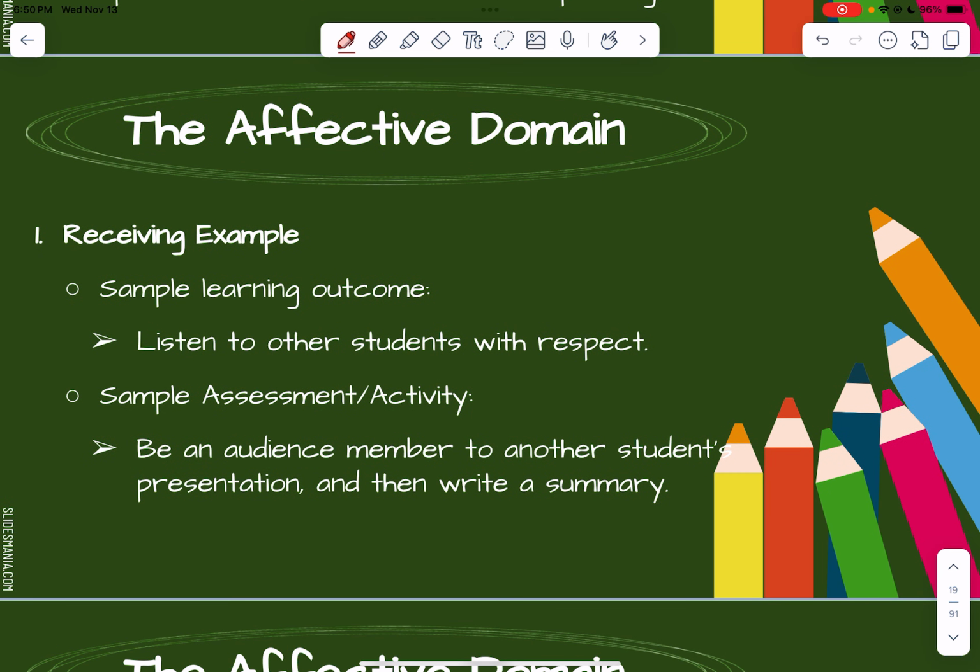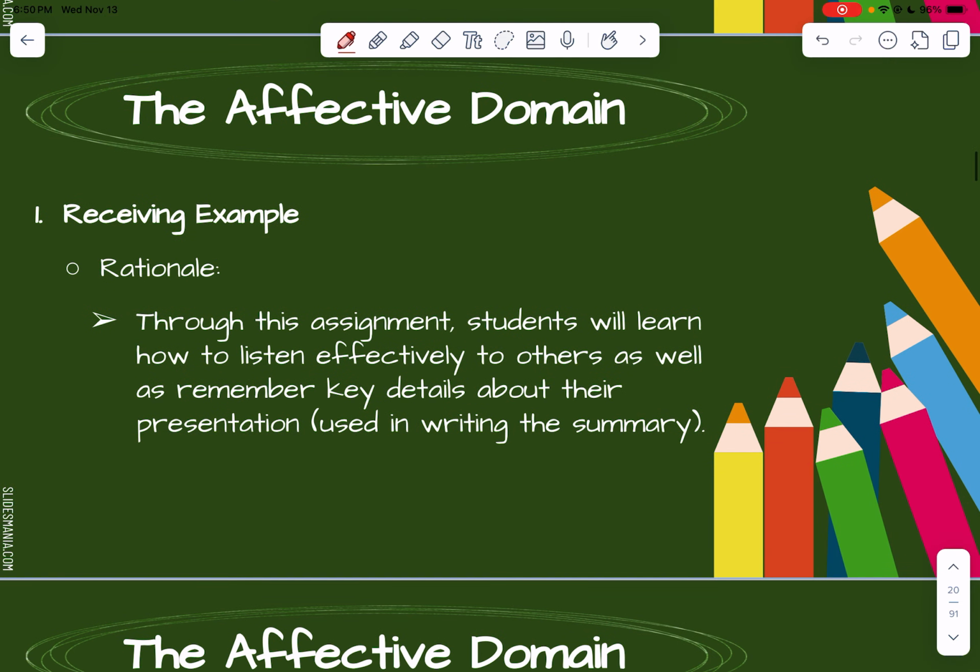So here's some examples of receiving. A sample learning outcome would be listen to other students with respect. A sample assessment activity for this would be an audience member to another student's presentation and then write a summary. And the rationale for this is that through this assignment, students will learn how to listen effectively to others, as well as remember key details about their presentation used in writing the summary. So not only are they learning content, but they're also learning how to interact and listen to peers.